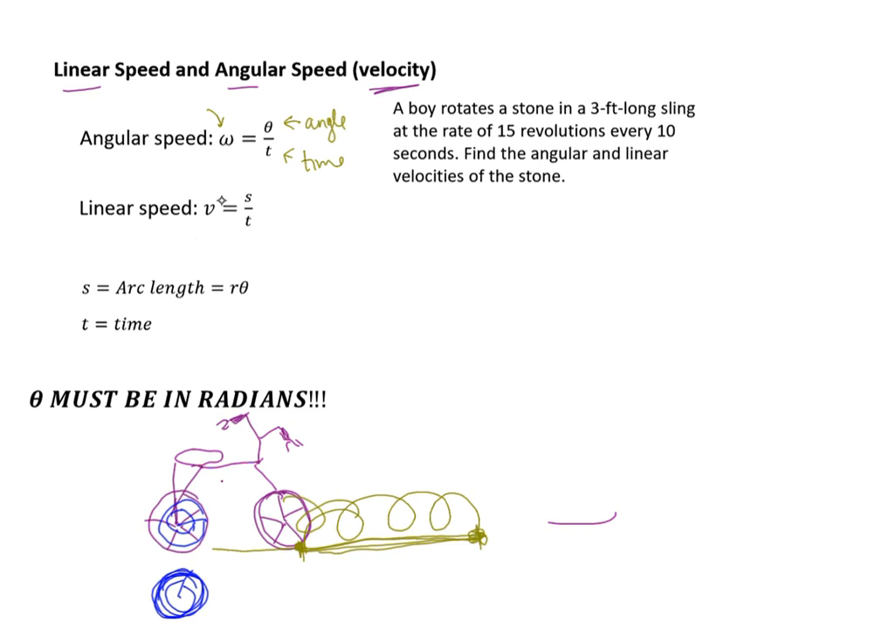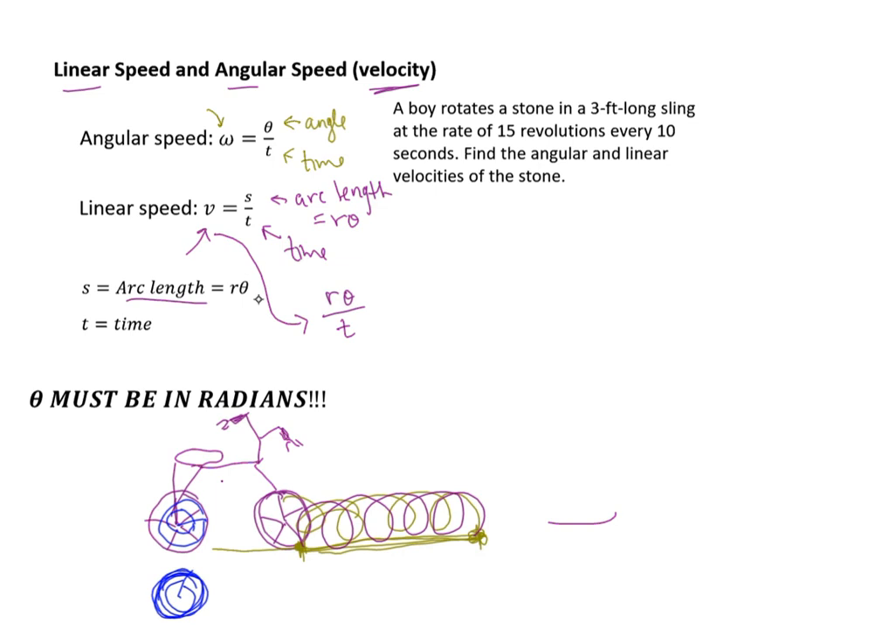Linear speed is this fancy V, and then it's got S over time. And hopefully you didn't forget what S is already. This is arc length, which has a formula of r theta. So linear speed can also be looked at as r times theta over t. And again, that's basically the arc length of the whole circle. We just want to know how many times that circle turned, to be able to tell how many loops it made around that 360 degrees.